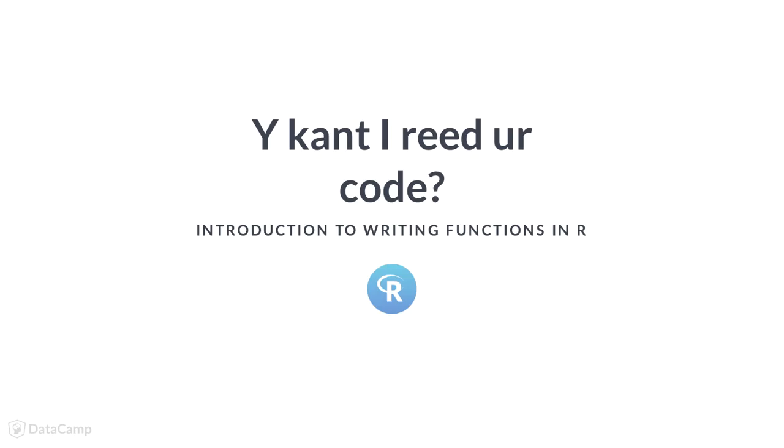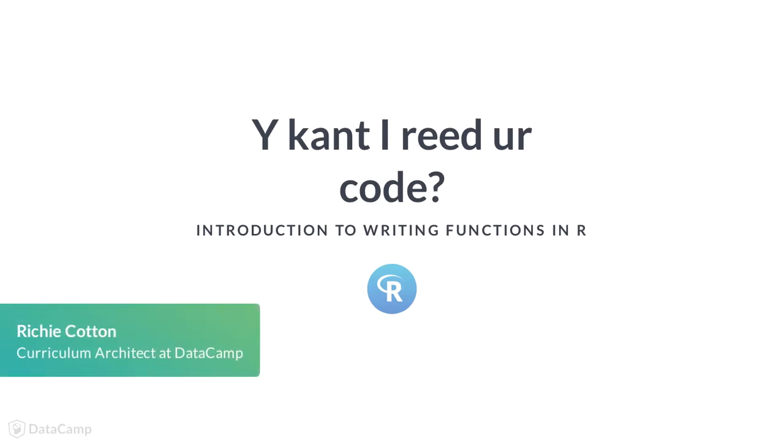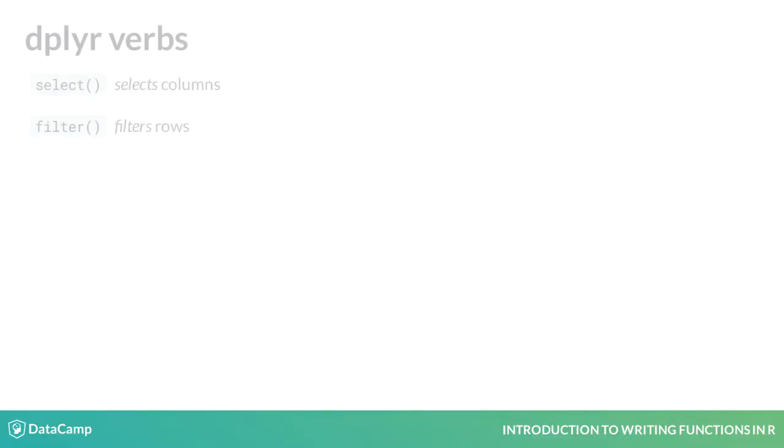Most variables represent objects. That is, they are nouns. Functions are a little different because they perform actions. You can think of functions as verbs. Let's consider some functions from dplyr for manipulating data frames.